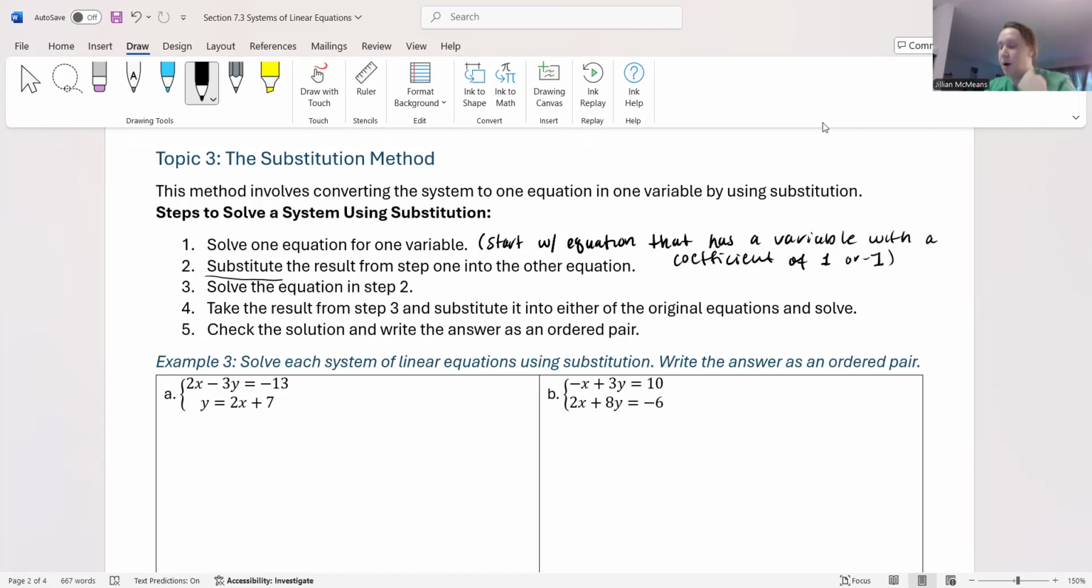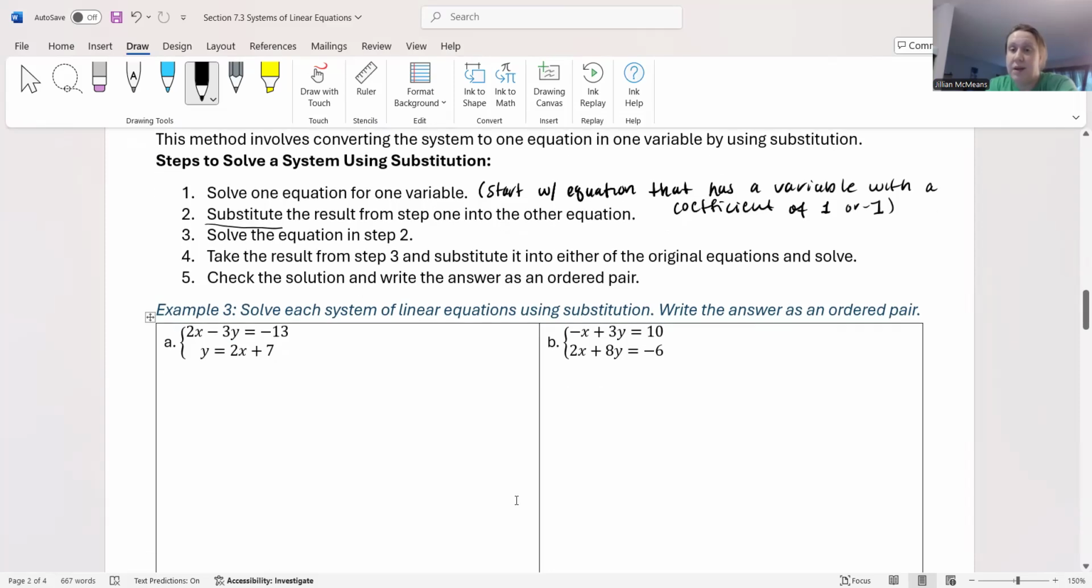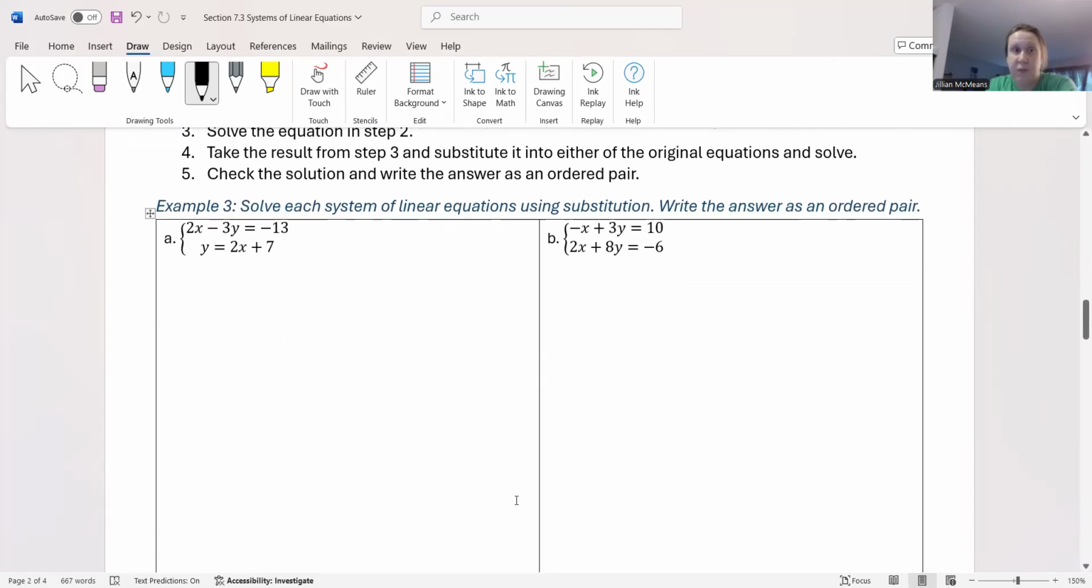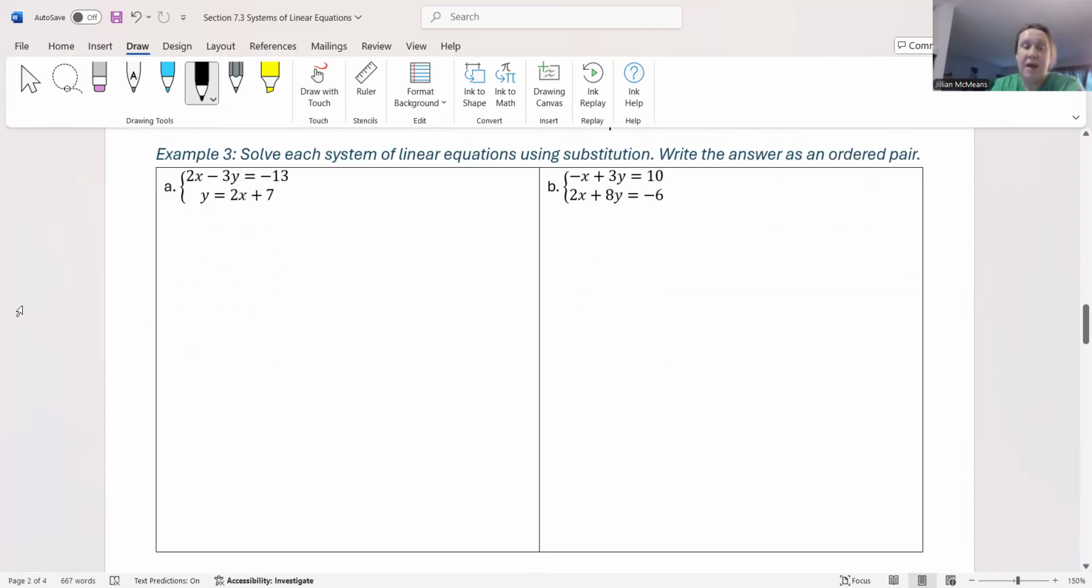Okay, so I think if we start with just words, it can be a little confusing, but if you can see this process worked out, it makes the steps written out in words make a bit more sense. Okay. So example 3 says, solve each system of linear equations using substitution. Write the answer as an ordered pair. Okay, so for part A, we have the system 2x minus 3y equals -13. And then we have y equals 2x plus 7.